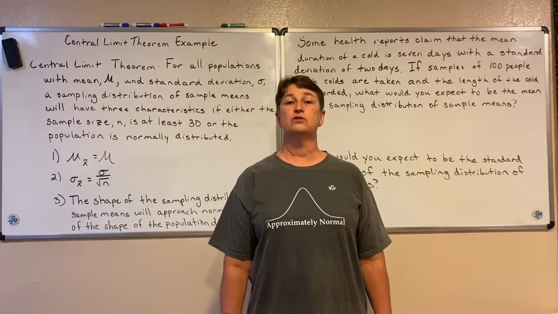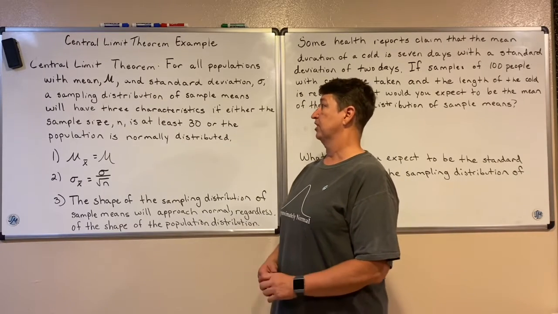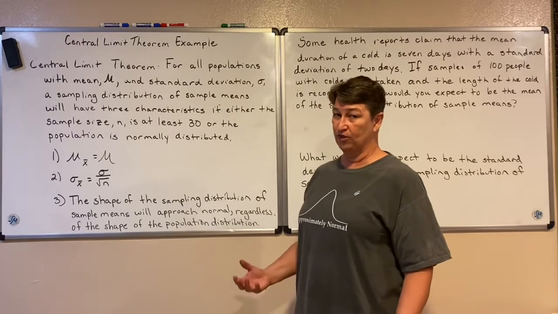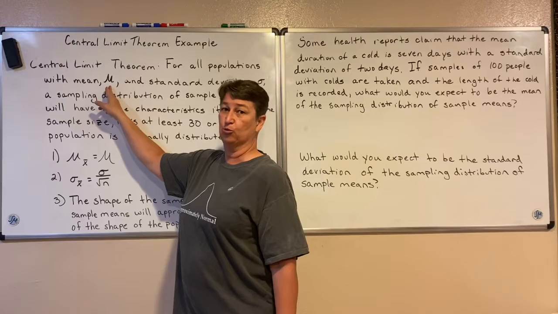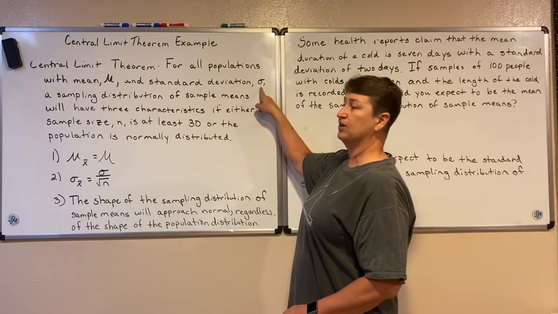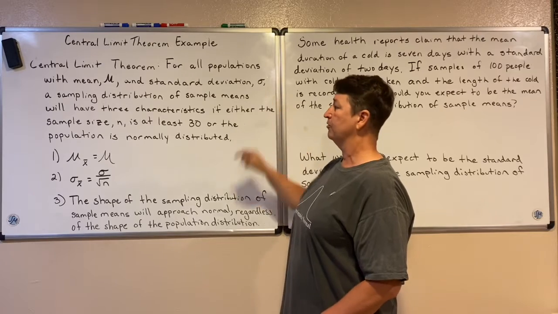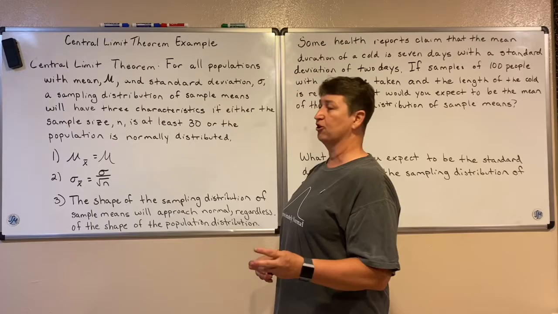Let's look at the central limit theorem and how we use it. So the central limit theorem tells us that for all populations with a mean, remember we represent the mean with that Greek letter mu, and a standard deviation, where we represent the standard deviation with the Greek letter sigma, a sampling distribution of sample means will have three characteristics.